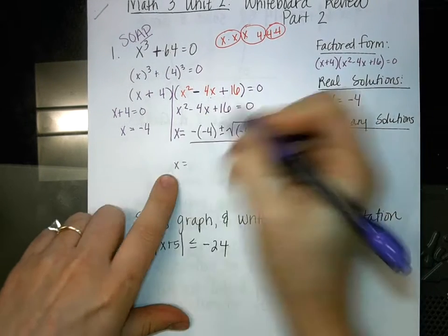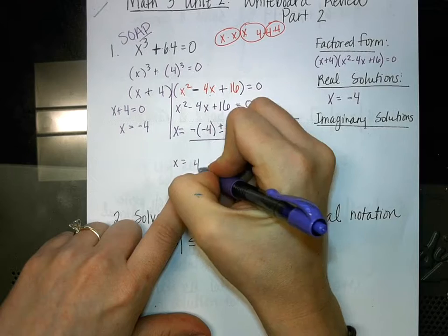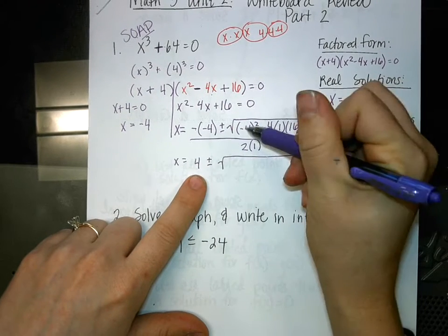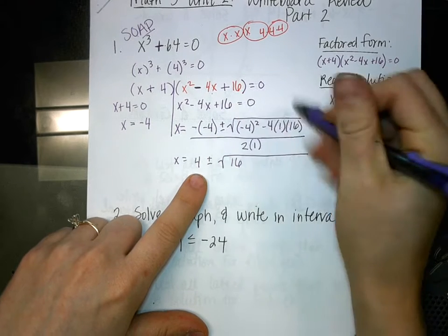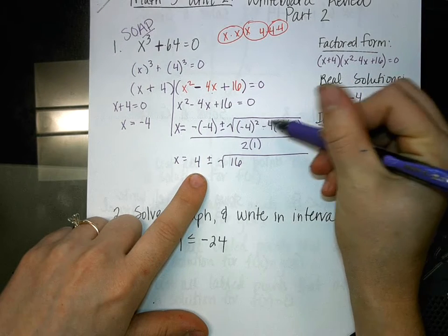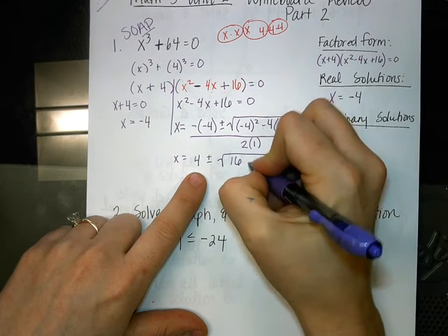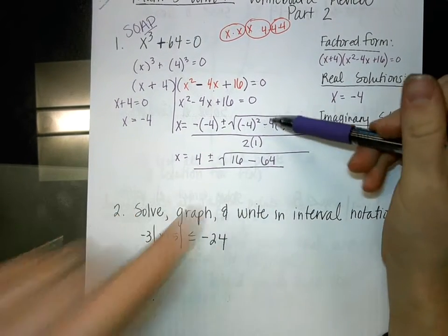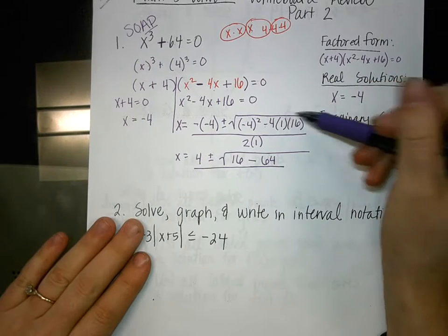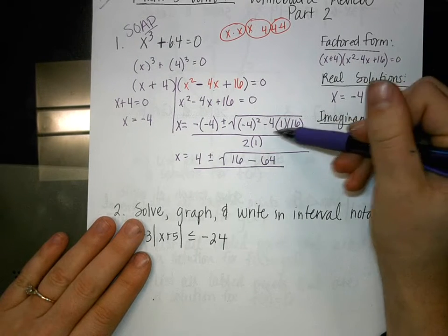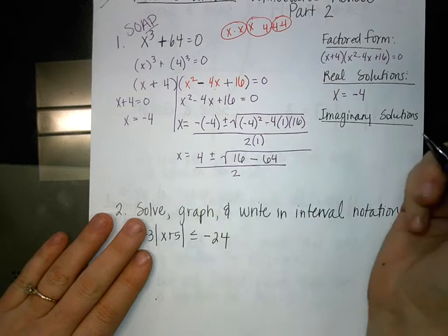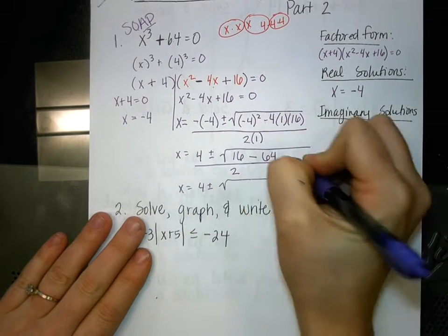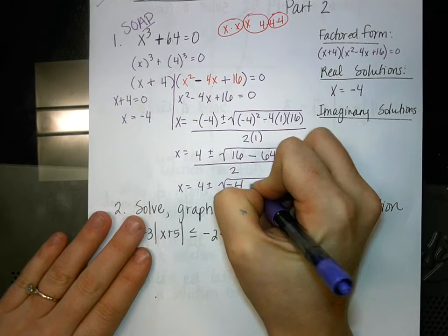All right, simplifying that, a negative 4 becomes a positive 4. I'm going to simplify under my radical. Negative 4 squared is 16. And then I'm going to subtract 4 times 1 times 16, which is subtracting 64. So 4 times 1 is 4, 4 times 16 is 64, and I'm subtracting that value. Then simplifying 16 minus 64 gives me negative 48.